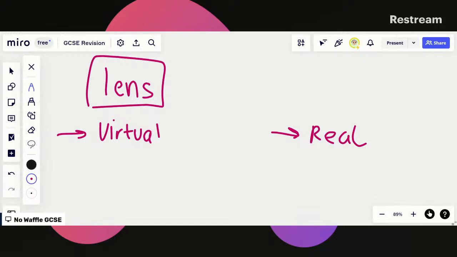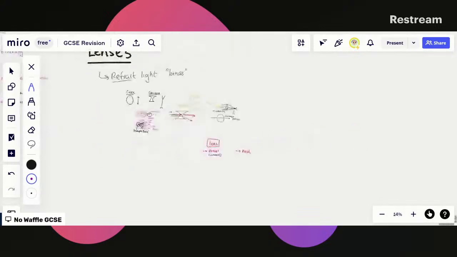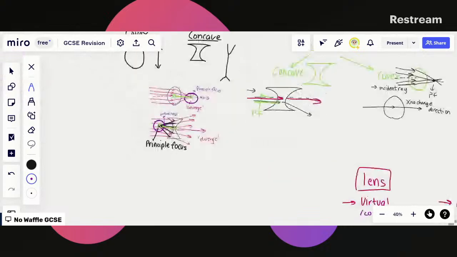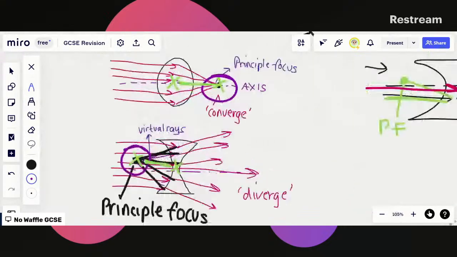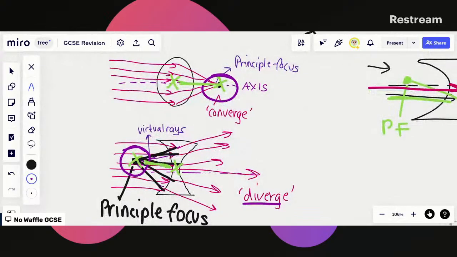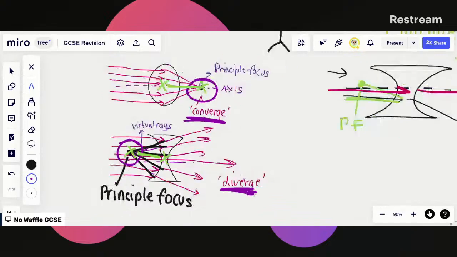That means a different place. Now, that just means that we're talking about concave lenses here, because we learnt when we were looking at the diagrams earlier that when we're talking about a concave lens, these ones diverge because they split apart. Whereas if we're talking about a convex lens, these converge because they move towards the principal focus.